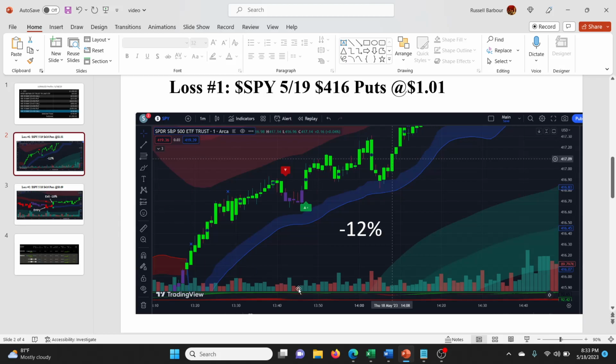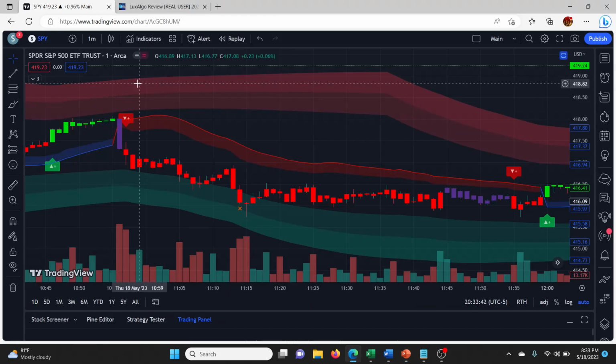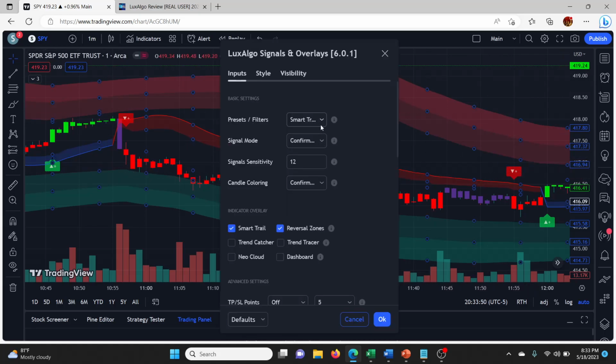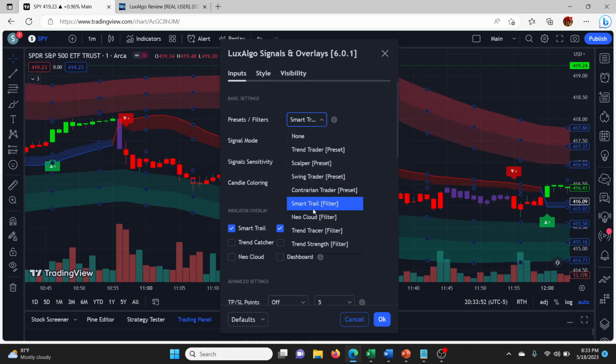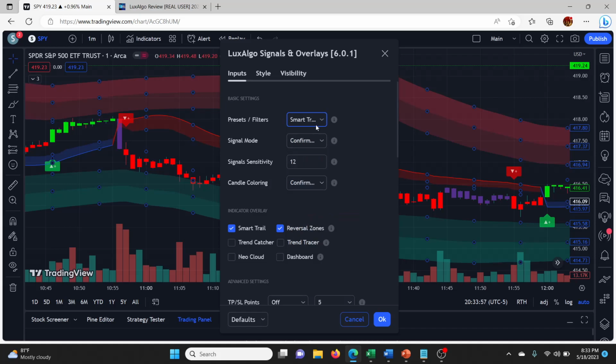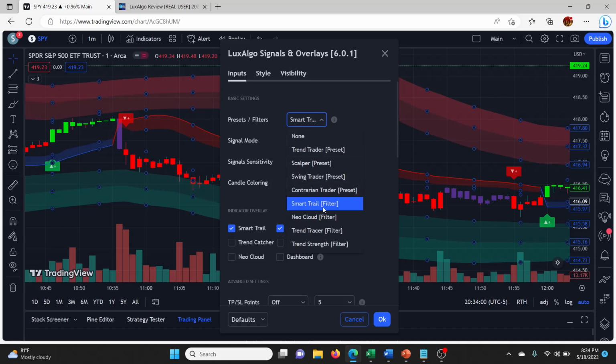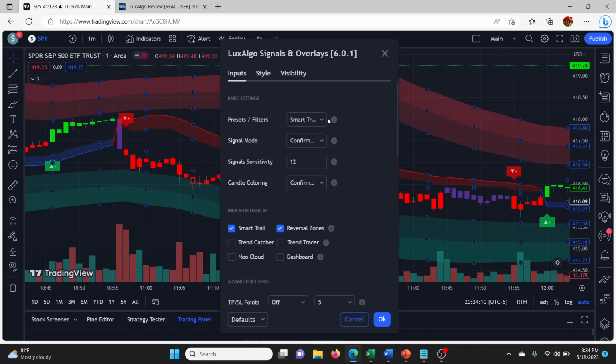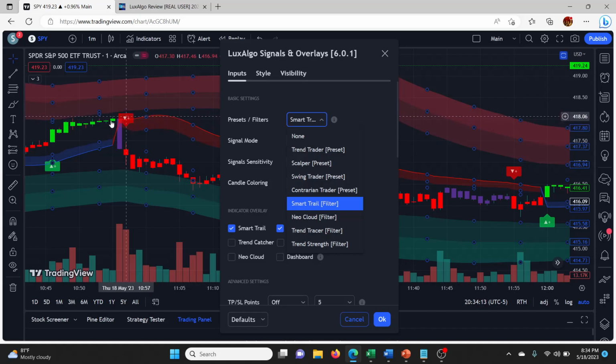Now the cool thing is in LuxAlgo you can actually set it so that that doesn't happen, right? You can discard any of those signals. And the way you do that is really simple. They have a bunch of filters. So you can go to the filters right here and you can go to Smart Trail Filter, and this will just set it so that it doesn't show the ones that go against the trend. So, for example, if I put the smart trail like this, it'll only show me the reds that align with the downtrends, the greens that align with the uptrends.